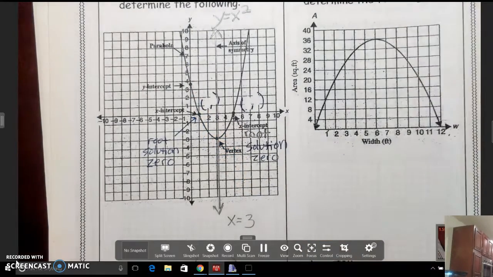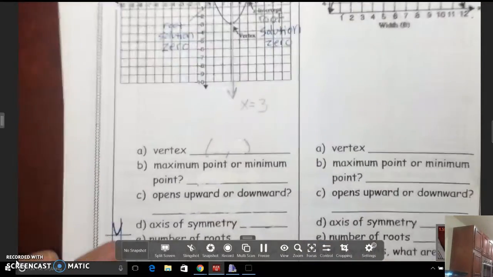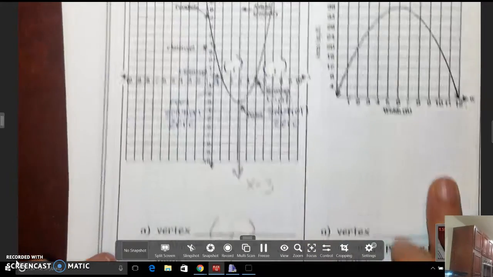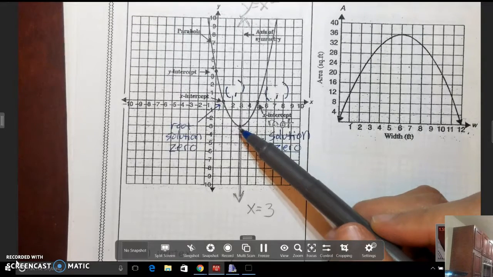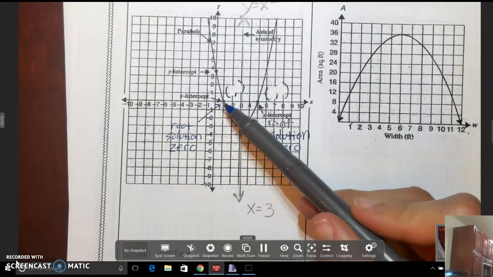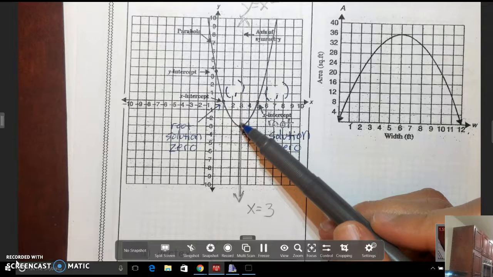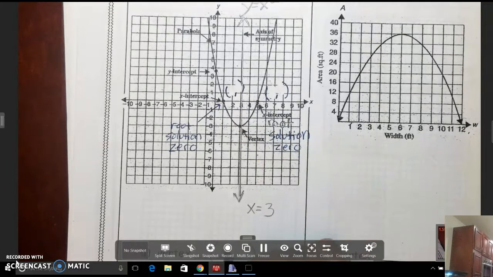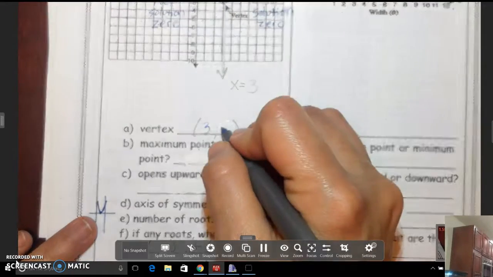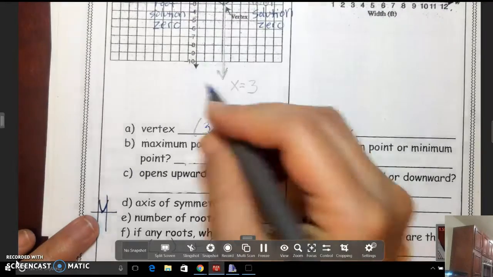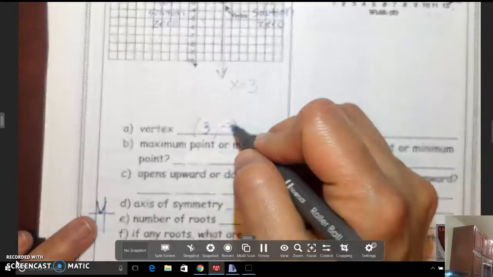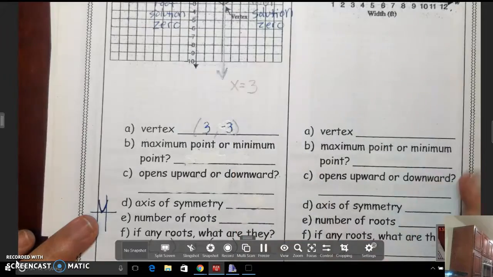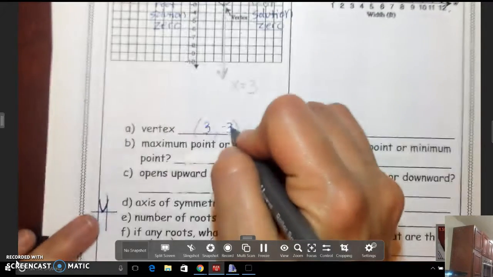Okay, so for number 1, A says, what's the vertex? So they already have it labeled here for you. The vertex is this point right here. So we just need to find that coordinate. So from the origin, I go over 3, then I go down 3. So my point would be 3, sorry, so it'd be 3, -3. 3, -3. Okay.